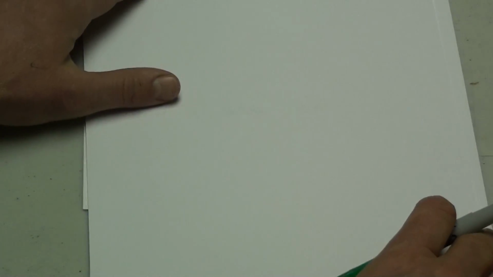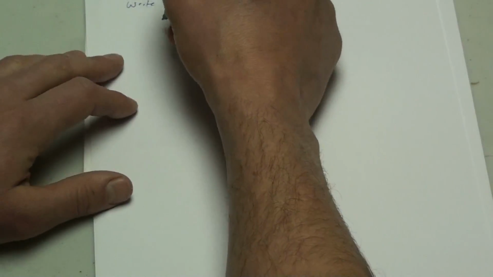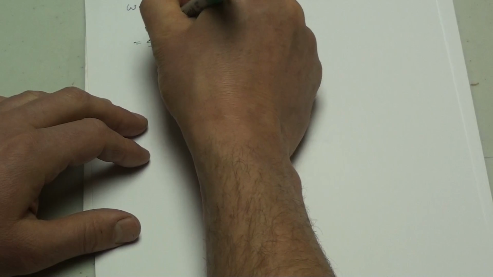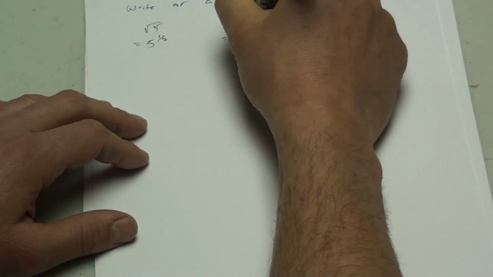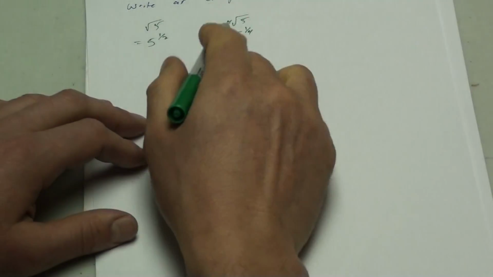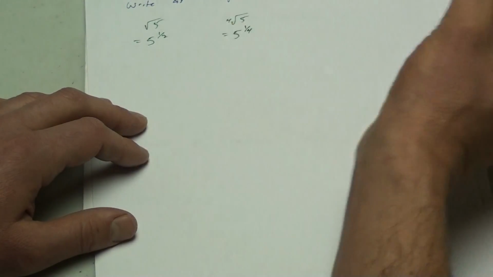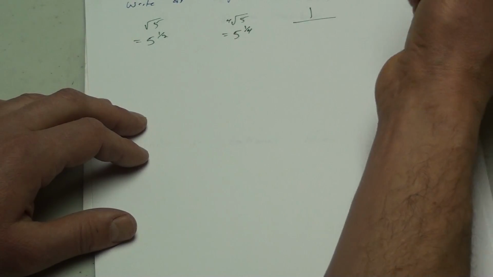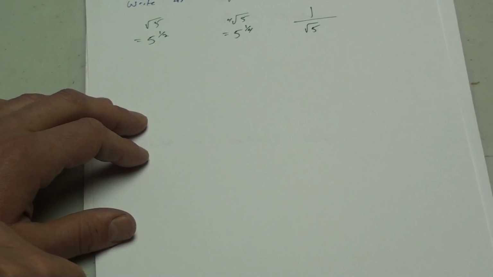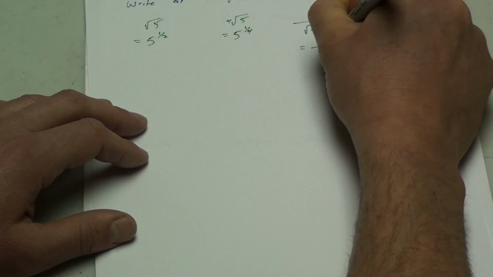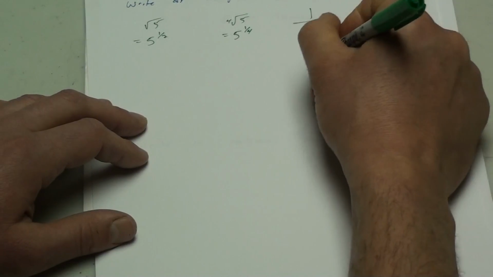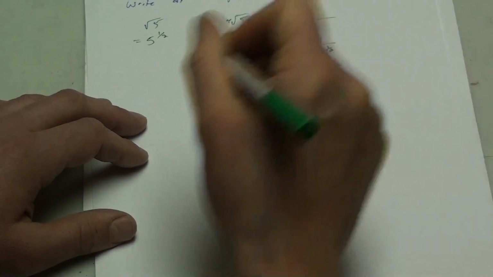Okay, writing some things as a power of 5. Let's work backwards. I give you the square root of 5 and I want to write it as a power. The square root of 5 is equal to 5 to the exponent of 1/2. If I give you the 4th root of 5, written as a power, that equals 5 to the exponent 1/4. The root is the denominator. Sometimes the base is in the bottom of a fraction itself: 1 over the square root of 5. That's 1 over 5 to the 1/2, which can be written with a negative exponent as 5 to the negative 1/2.